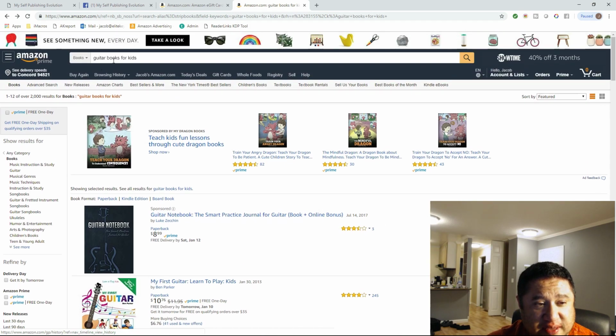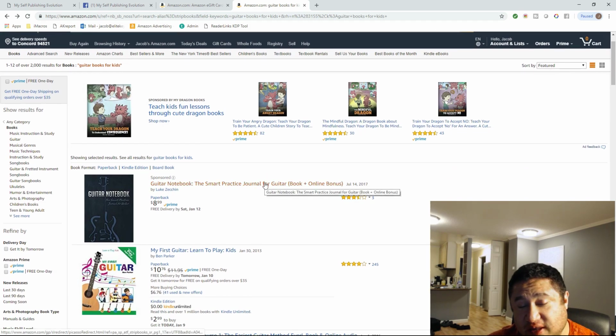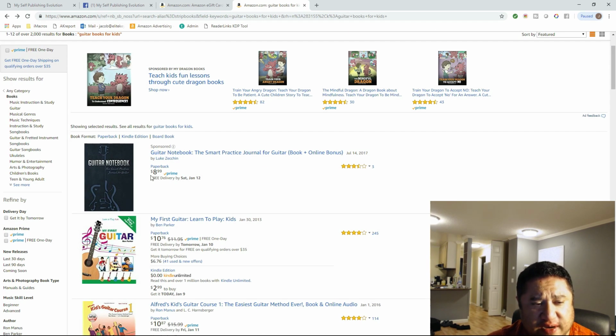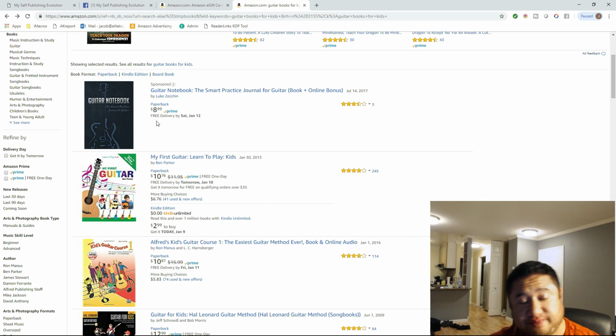Number 2, it's immediately relevant to the keyword. So it's a guitar notebook, the Smart Practice Journal for the guitar. I was looking for a guitar book for kids, so this is somewhat relevant. And then number 3, when it gets more competitive, you have to consider the cover and the price. This was priced low enough, so I decided, hey, let's check it out.